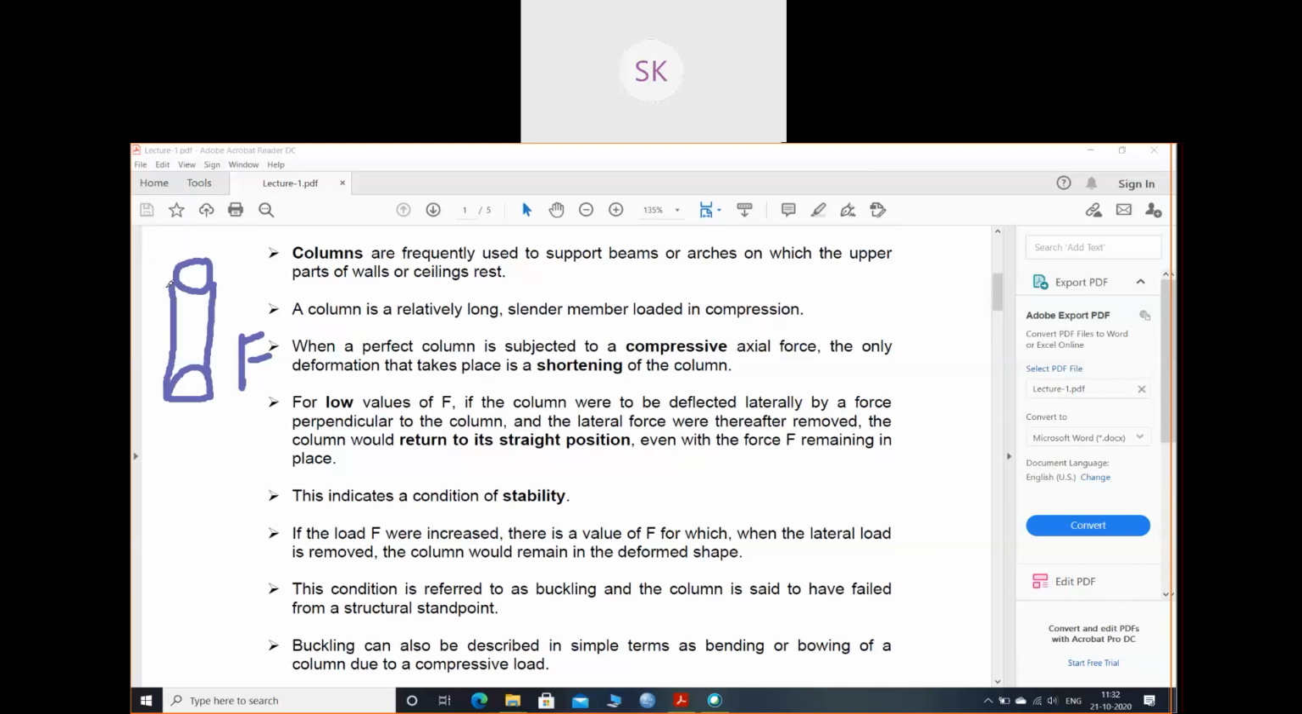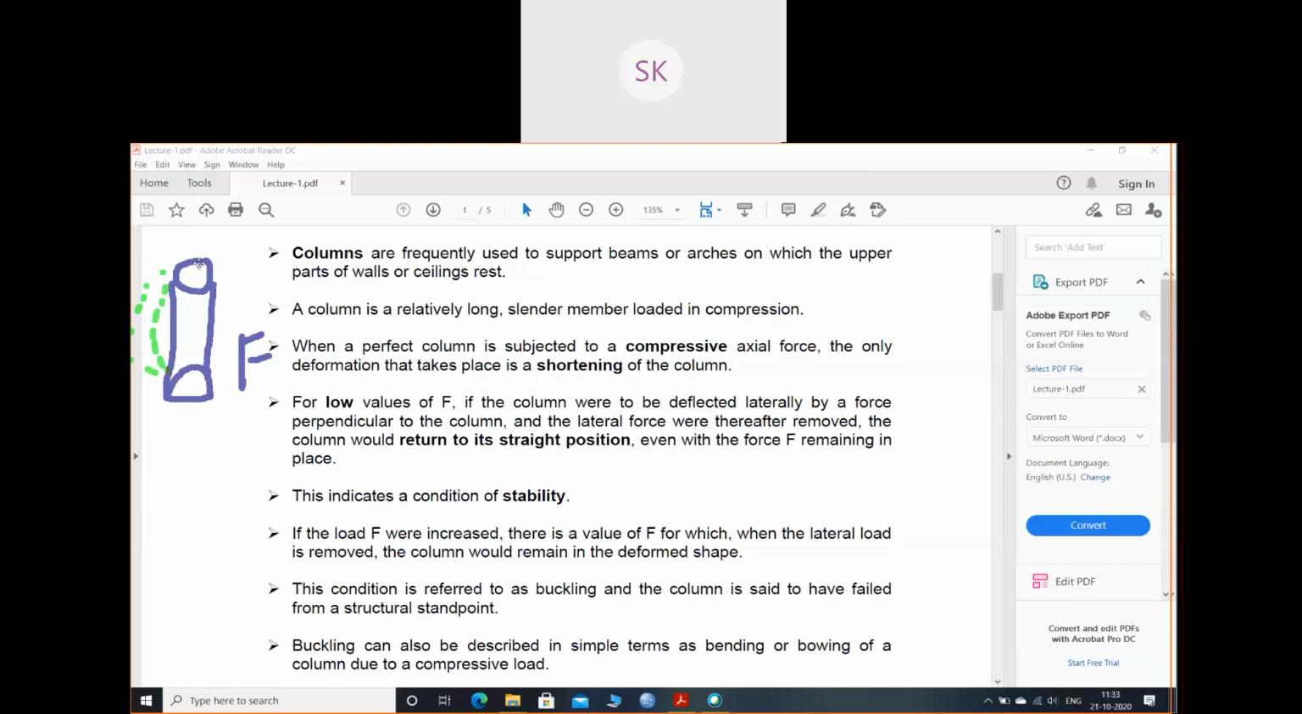Whatever I'm annotating, are you able to see? Yes, ma'am. This is the deformed shape of the column. So there will be some value of F at which your column will remain in a deformed shape. This condition is referred to as buckling.